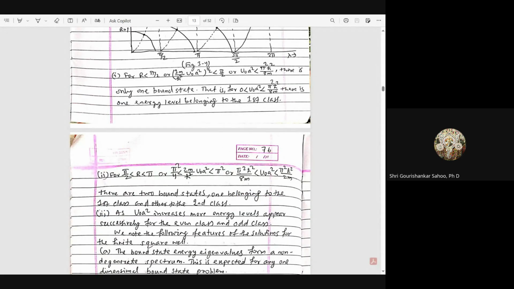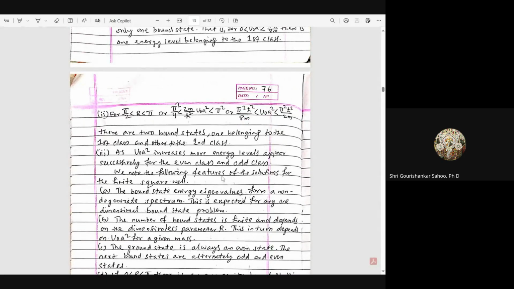As u0 a square increases, more energy levels appear successively for the even class and odd class, and the bound state energy eigenvalues form a non-degenerate spectrum. This is expected for any one-dimensional bound state problem. Non-degenerate means they do not split. And the number of bound states is finite and depends on the dimensionless parameter capital R. This in turn depends on u0 a square for a given mass.